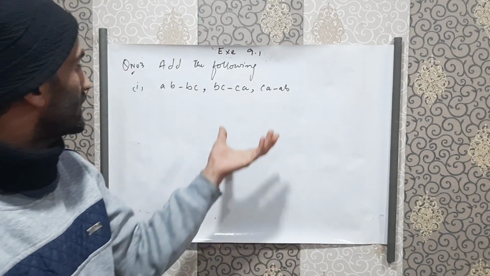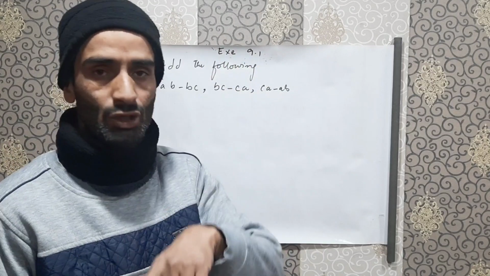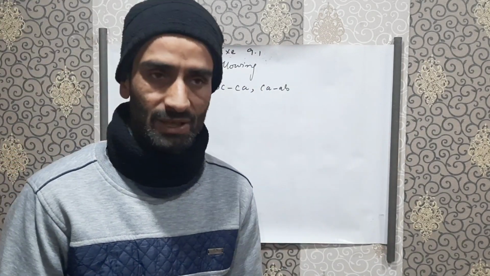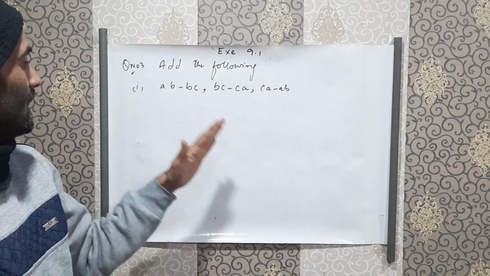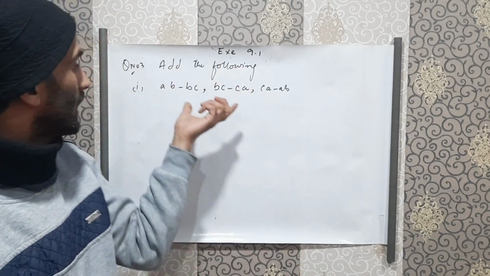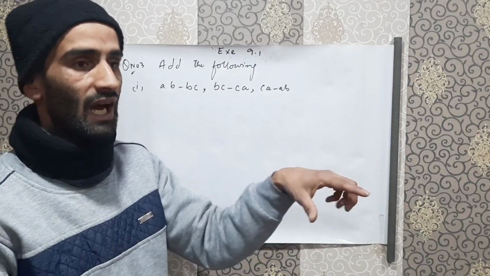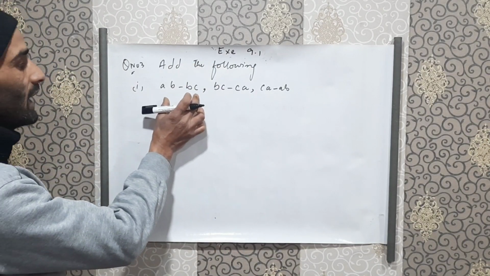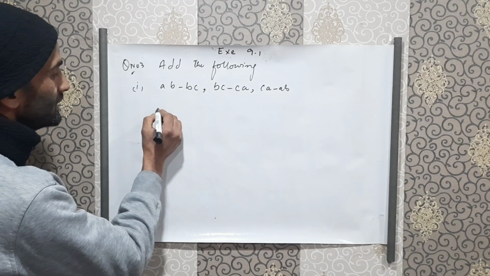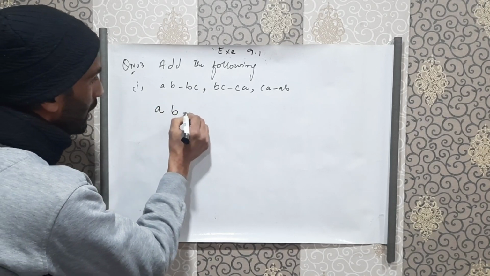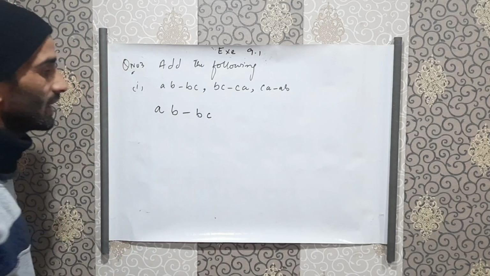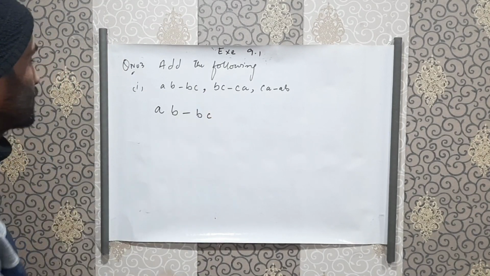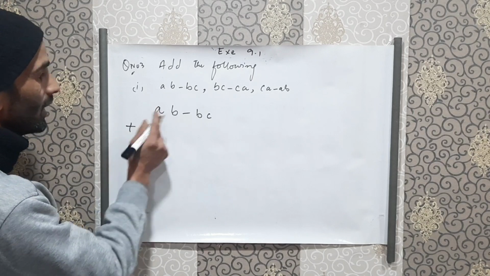Dear students, we have already learned in lecture 2 how to add algebraic expressions. In that we learned we have to use like and unlike terms. We have to add like terms. For example, first of all, we are going to write one expression, that is AB minus BC. Clear, my dear? Comma means plus, I am going to write that here.